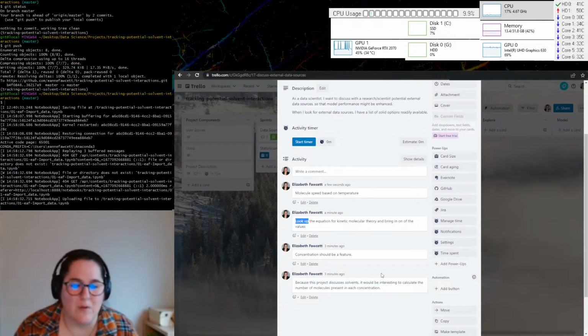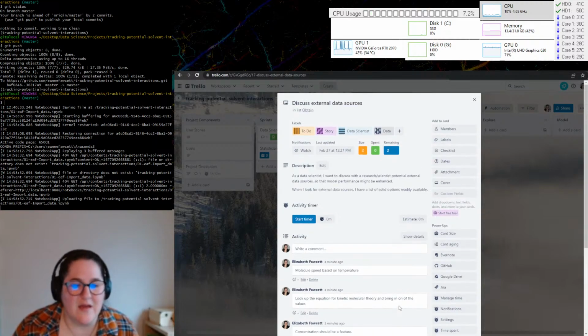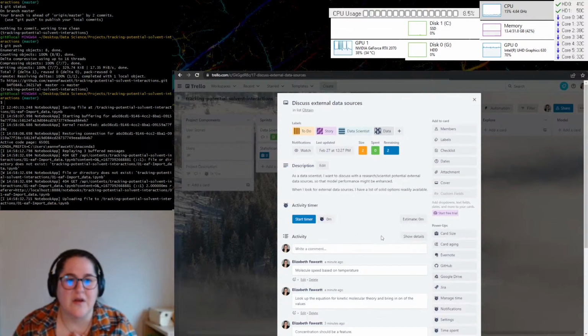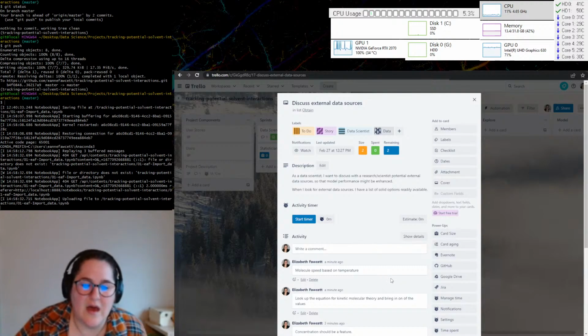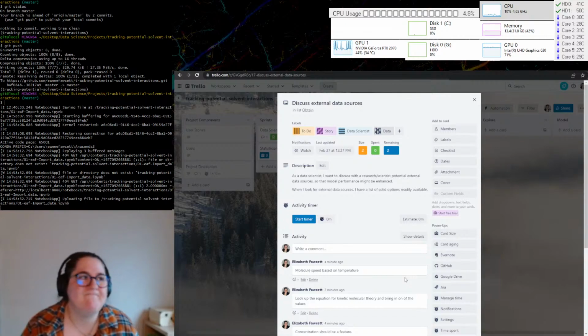And then this is going to be really interesting if I can calculate the molecule speed based on the temperature present and the concentration. I think that's possible. And then we have a pretty good spread of external type data sources. These will be generated from the current data. Something that's external and completely different from being reliant on our current data set is a little bit more complicated. I think bringing in kinetic molecular theory is great.